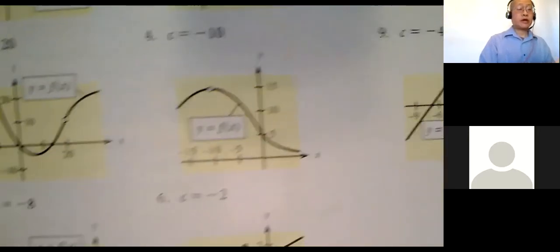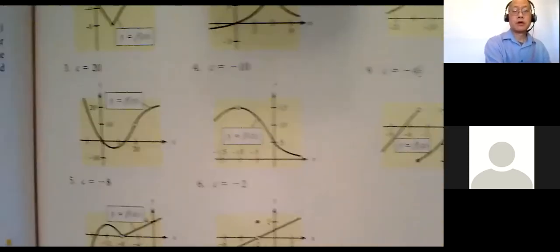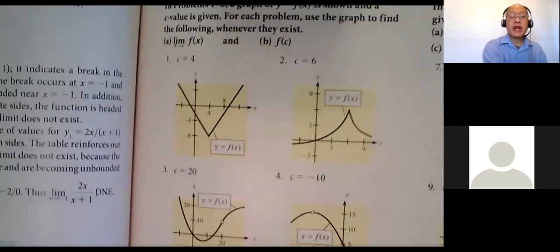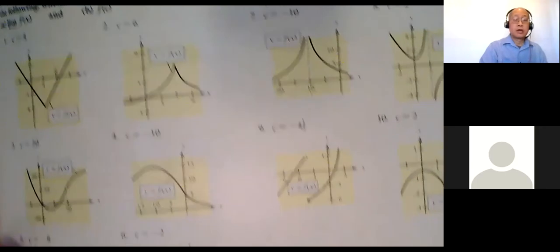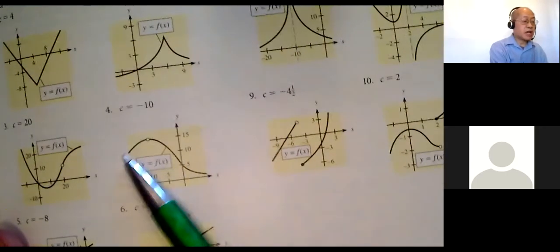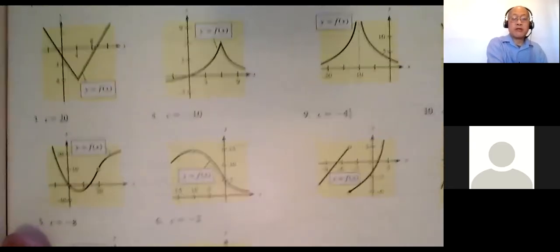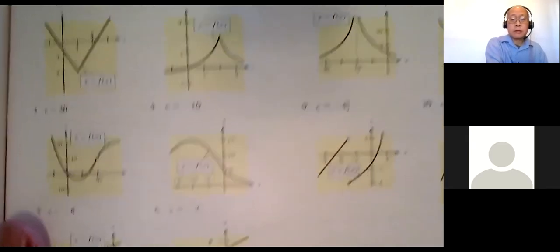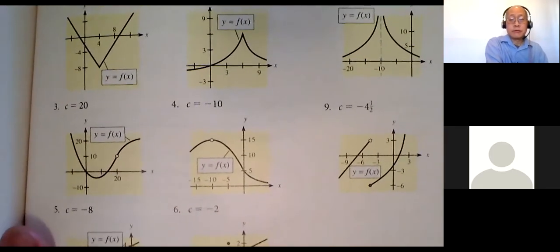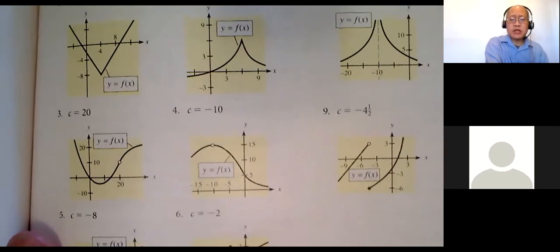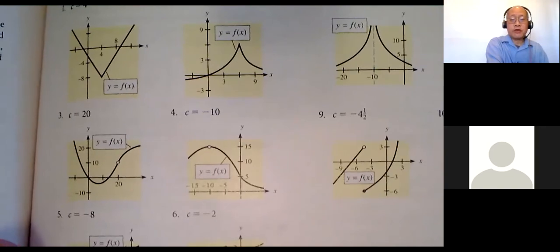You can't quite, but I can hold the book temporarily. Open circle, right? So part A, limit as x approaches C, which is -10. When I get very close to -10 on both the left side and the right side, the y values are near 15. So the answer to 4A is 15. If I move just a little bit to the left or a little bit to the right of -10, the y values are near 15.